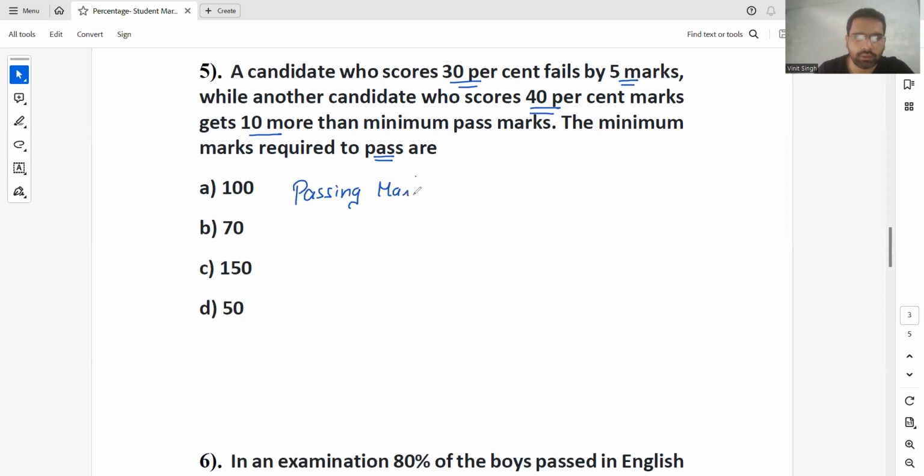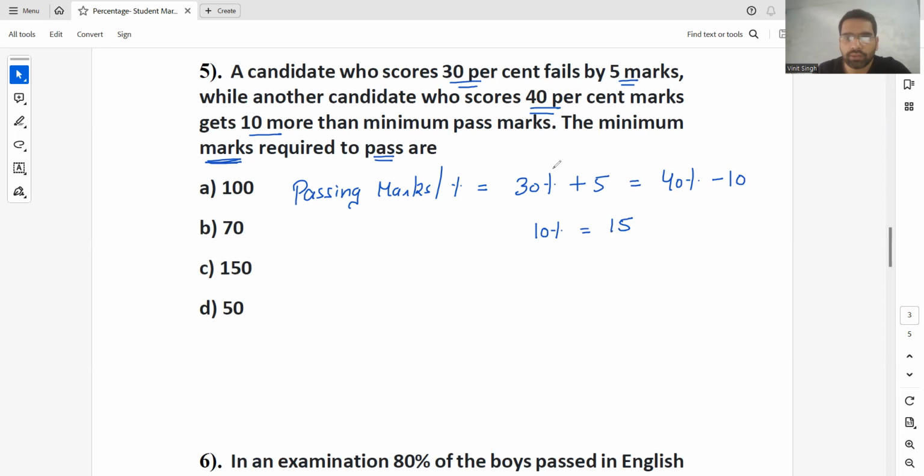Passing marks, percentage. We will write 30%. Failed by 5 marks. Another student gets 40%, gets 10 marks more than the passing marks. Now, here, after solving, 10% is equal to 50. Listen. So here we have to find the minimum marks required. Means passing marks. In this question, we need the passing marks.